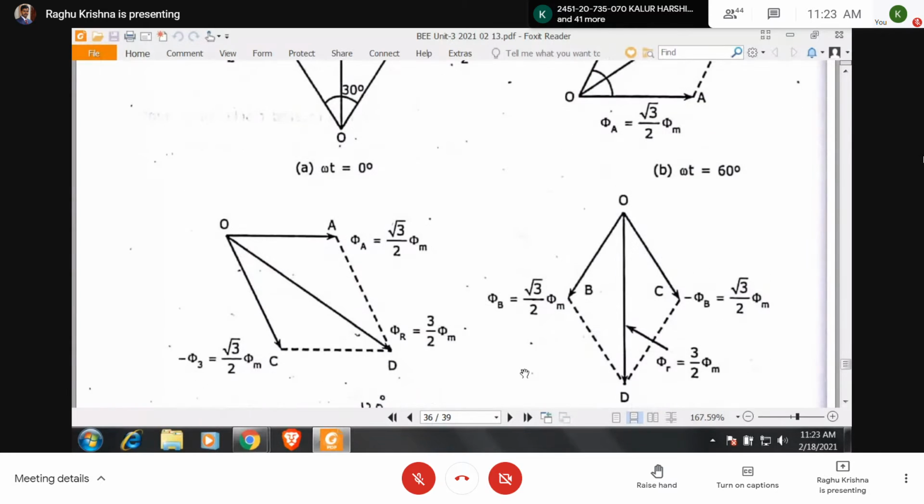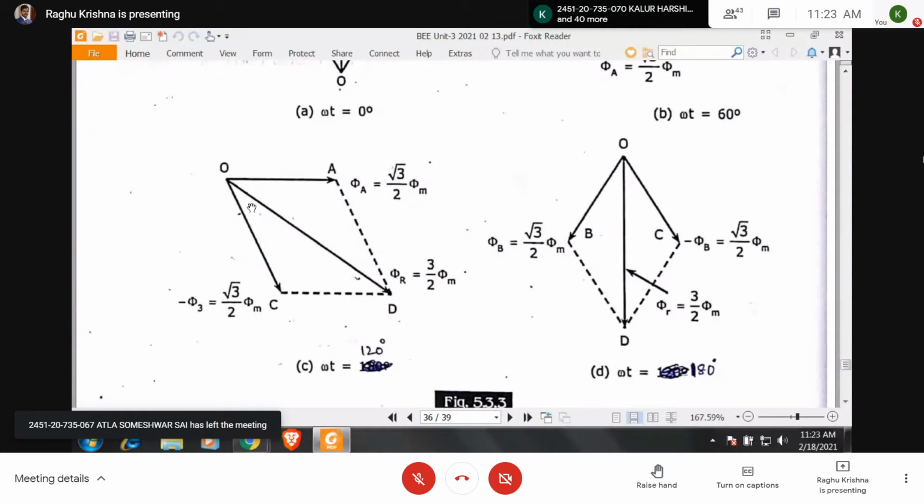Next, at omega t equal to 120 degrees. See here, this is the direction of the resultant flux, or the net lines of force. Resultant magnetic field is along OD, and the resultant flux magnitude is given by 3 by 2 phi m at omega t equal to 120 degrees. Here you can see it is vertically down and the magnitude is 3 by 2 phi m. So here you can see the resultant flux, the magnetic lines of force, are rotating at a constant speed equal to synchronous speed. Synchronous speed is equal to 120 f by p.